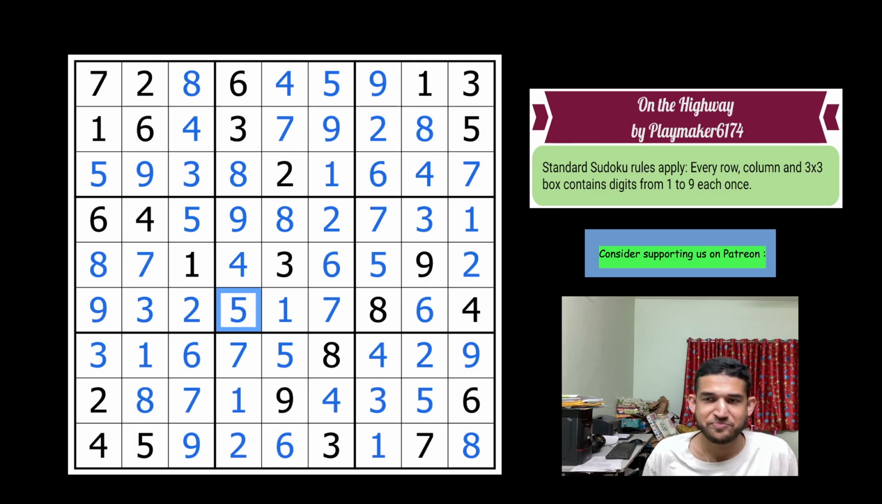Amazing Sudoku by Playmaker. It was really impressive the way the pencil marks did stuff, and especially the corner marking and elimination of nines from crucial places really patched up the Sudoku in a way that was really impressive.